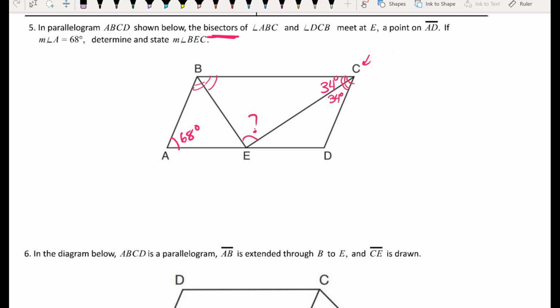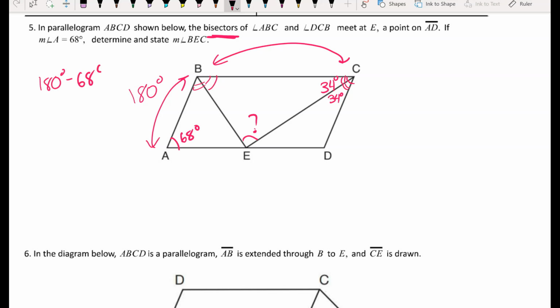The other rule I'm going to need to apply here is that consecutive angles, like B and C, or like A and B, are supplementary in a parallelogram, or that they add to 180 degrees. So if I take 180 degrees and subtract away 68 degrees, I know that all of angle B should be 112 degrees, or if I take half of that, each piece should be 56 degrees.